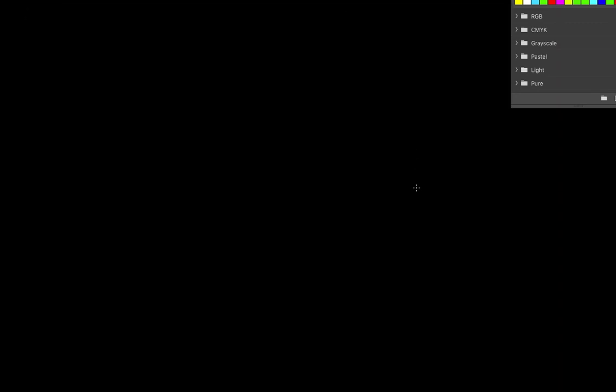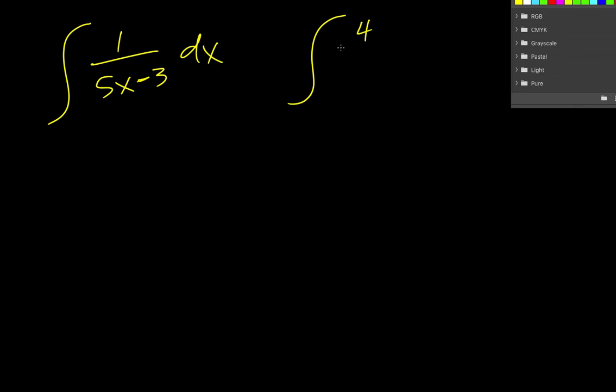Okay, now we just have 2 more. The integral of 1 over 5x minus 3 dx and the integral of 4 over 1 minus 2x dx. Okay, so we'll do both these.